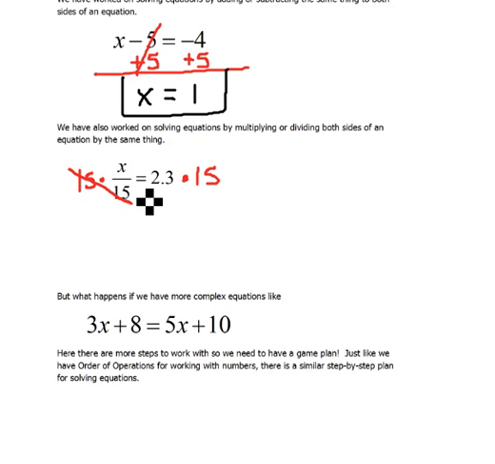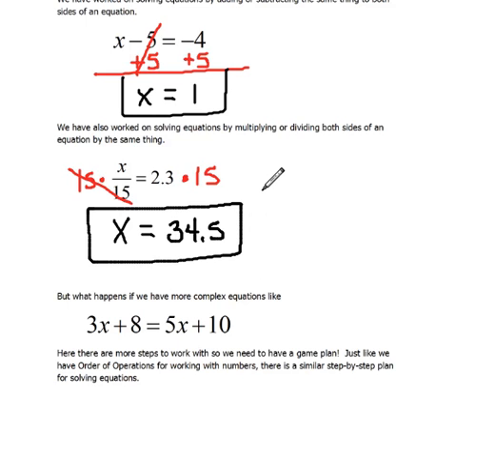Multiplying and dividing by the same thing is really just 1. So on the left-hand side of our equals sign, we're just left with x. And on the right-hand side, we would have 2.3 times 15, which would be 34.5. So our answer then would be x equals 34.5.